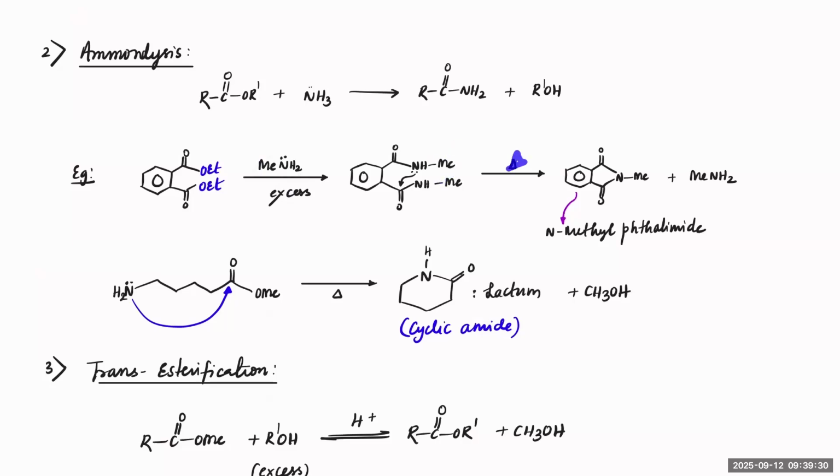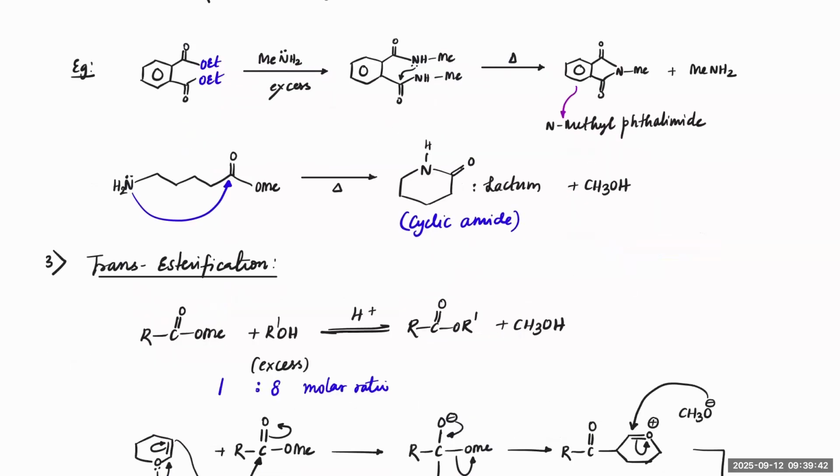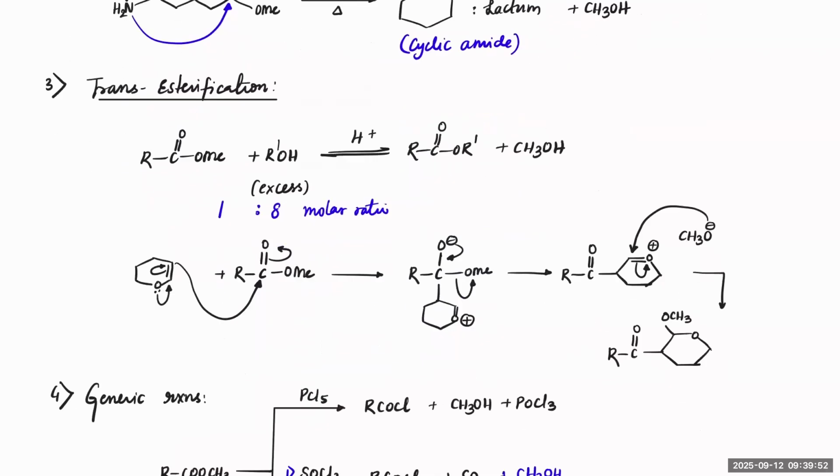Got it? So esters, when you react with excess of amines, you'll get these amide forms. On further heating, this part, that is the NH hydrogen, all of them will go away as methylamine and you'll get a cyclic structure, which is N-methyl phthalimide. Internal attack can also take place. Nitrogen can attack internally, remove OMe, and you'll get this product, which is lactam. Okay. Yes, sir.